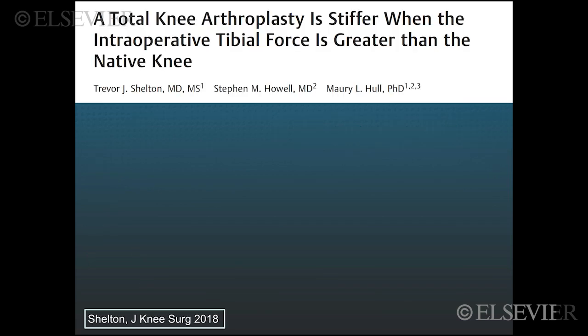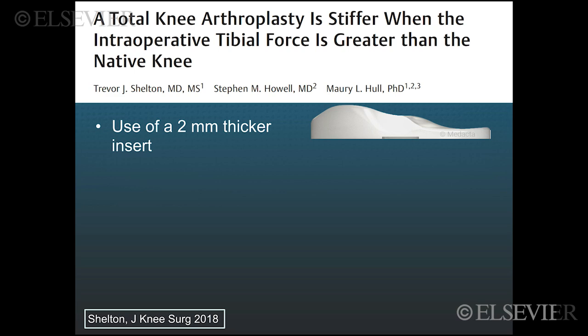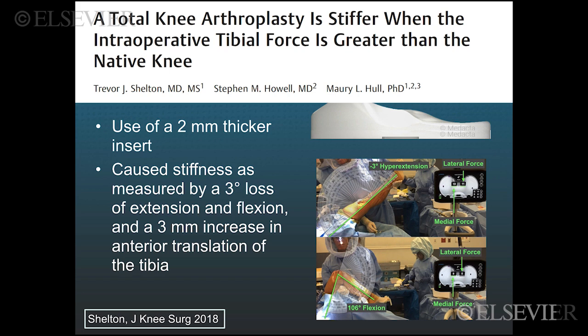Now, to find out how sensitive the knee is to adding a thicker insert of 2 millimeters, which increases stiffness, we conducted an experiment where after we made these measurements, we took out the VeroSense, we put another one in that was 2 millimeters thicker than the one that we actually implanted in the patient. So this just shows this 2 millimeter thicker insert going in, if you will. And what it did is it caused a measurable loss of 3 degrees of extension, 3 degrees of flexion, and 3 millimeter increase of the anterior translation of the tibia on the femur at 90 degrees, which is not shown here. So these are measurable quantities of stiffness that the patient would notice.